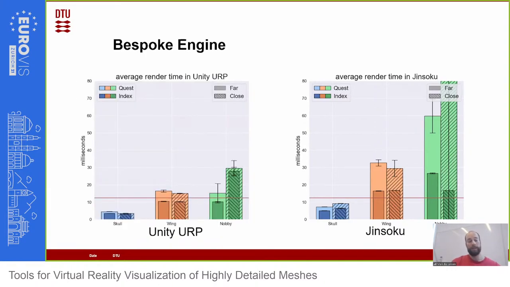But in this case, we compare it to Unity, and we can see here that if we have the same pipeline, the same shader, Unity still does a lot better, especially for the Nobby, which are the green bars. And the only difference here is actually the mesh optimization. So clearly the mesh optimization does a lot for performance. So let's look closer at that.